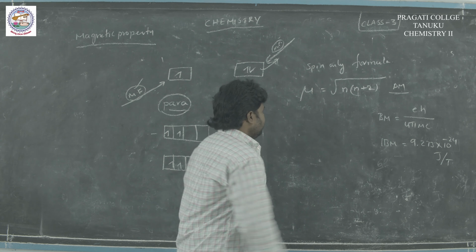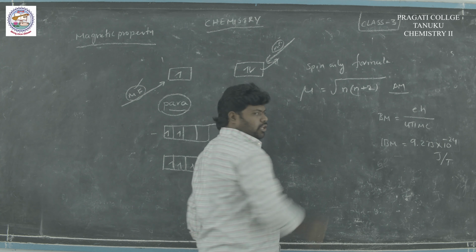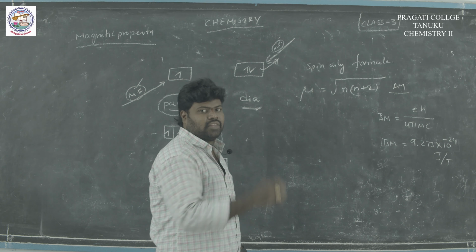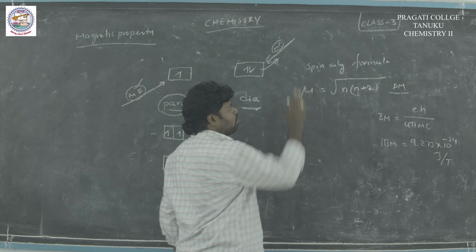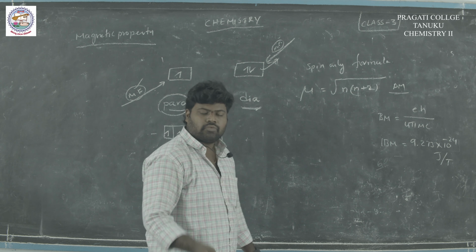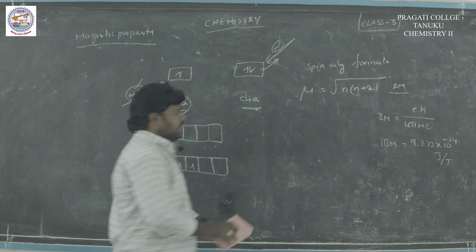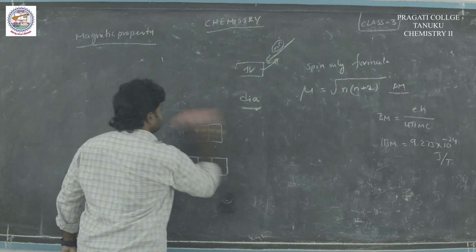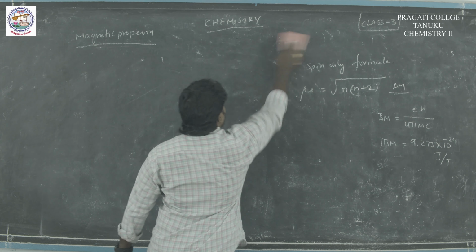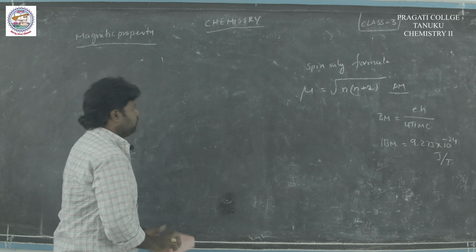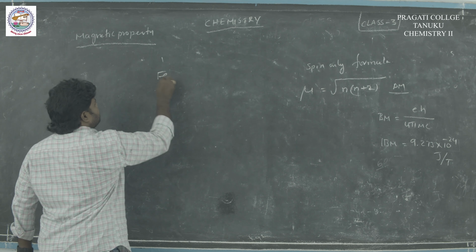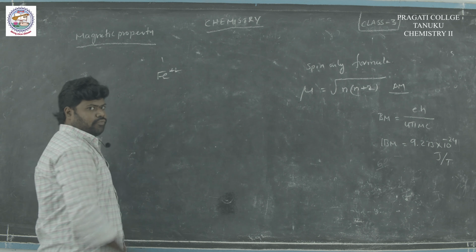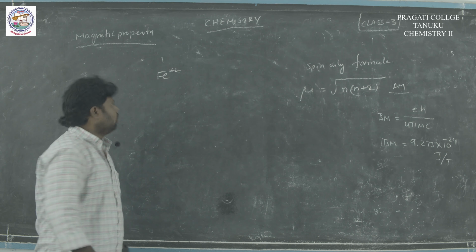Okay, then in this formula, what does n represent? n means the number of unpaired electrons. For example, take a substance and calculate the magnetic moment. For example, Fe2+: calculate the magnetic moment using the spin only formula.